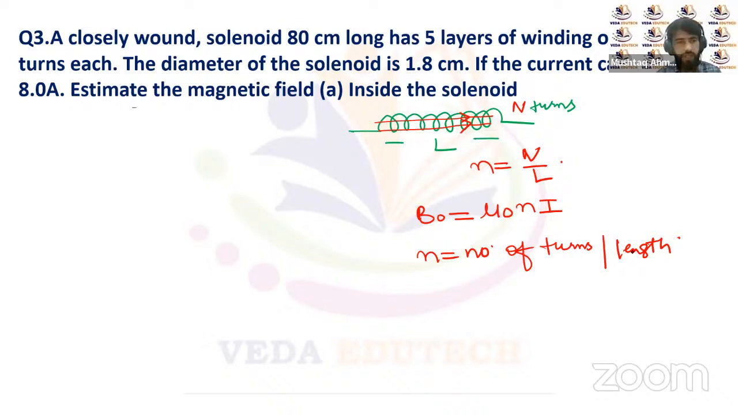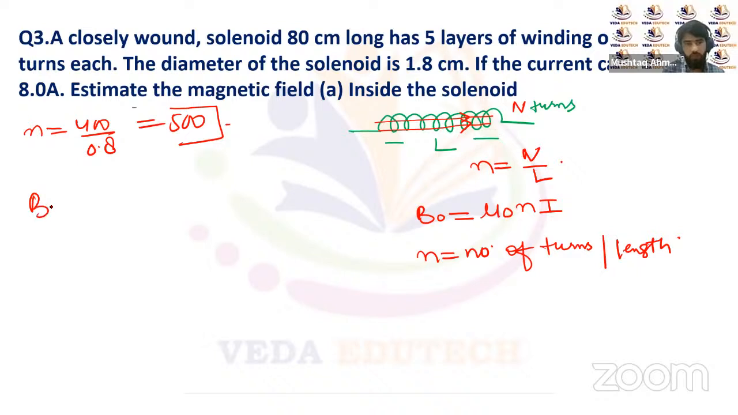Now the question is that a closely wound solenoid 80 centimeter long has 5 layers of winding of 400 turns each. The length of the solenoid is given as 80 centimeter. There are 5 such layers, and for each layer we have a winding of 400 turns. It means that the number of turns per unit length will be 400 upon 0.8, that will be equal to 500 turns per unit length.